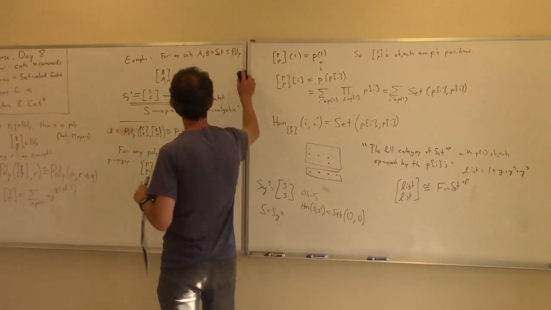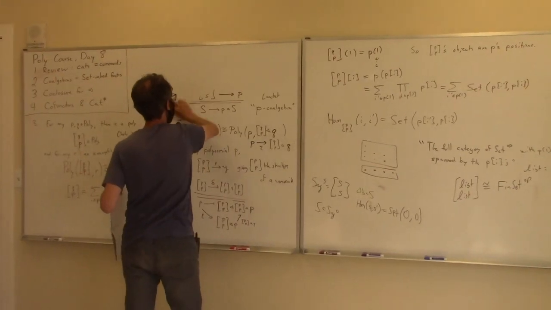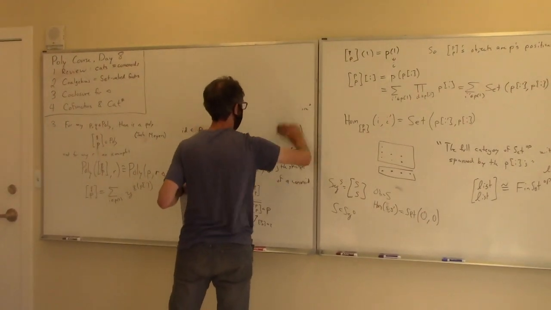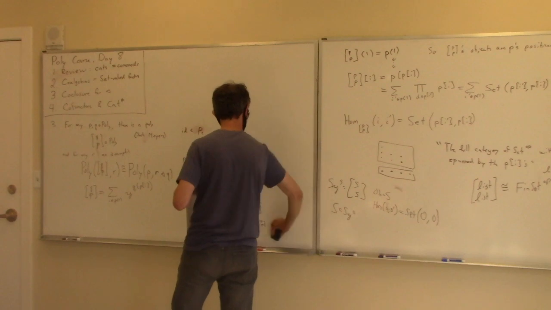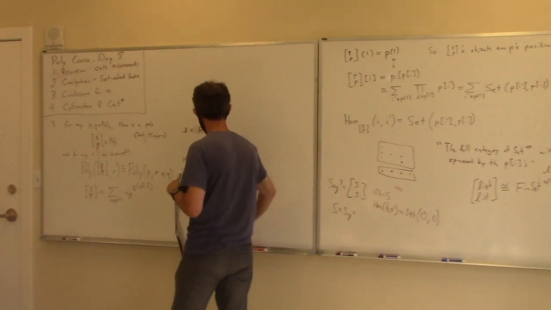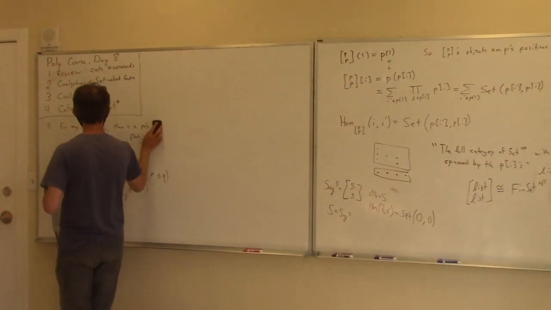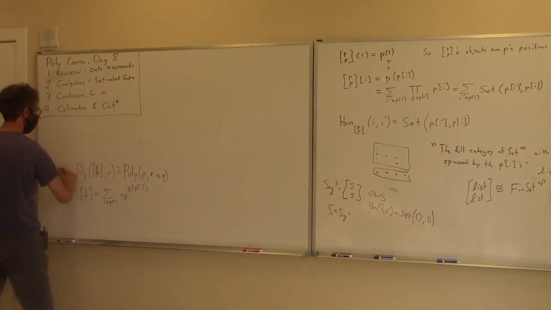Alrighty. So now that was just kind of fun. I think it's really nice. And I want to go back to categories and cofunctors.